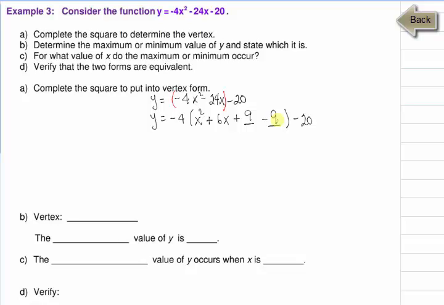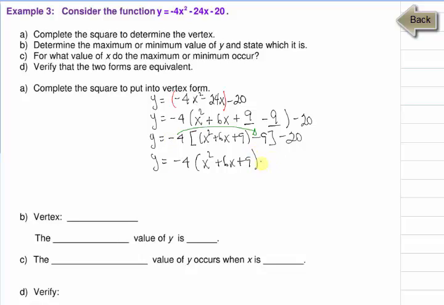Okay, in the next step, we are going to group the trinomial. So I'm going to go -4 and then group my trinomial. And then I'm going to expand the -4 times the -9 and combine that with my -20. All right, so I'm going to go y equals -4 x squared plus 6x plus 9. And I have -20, and -4 times -9 is positive 36.